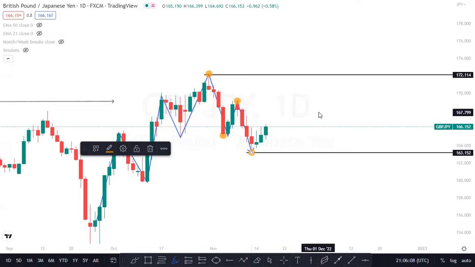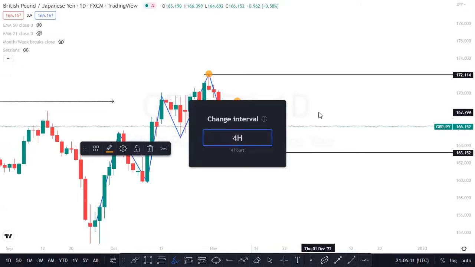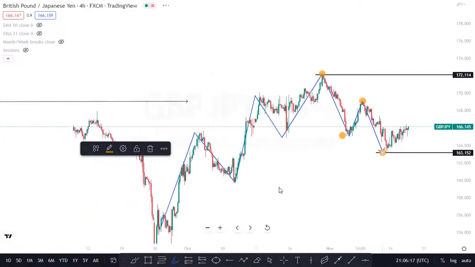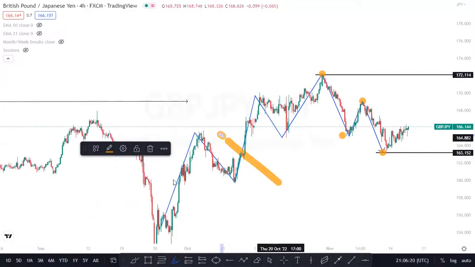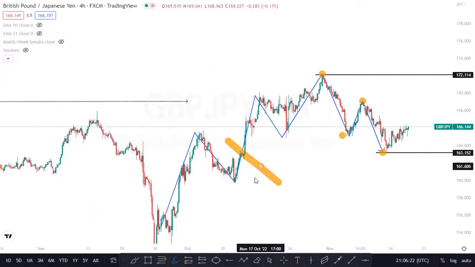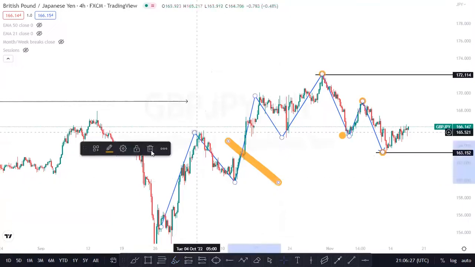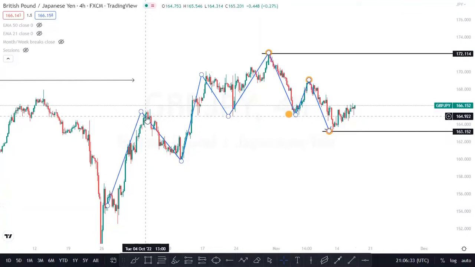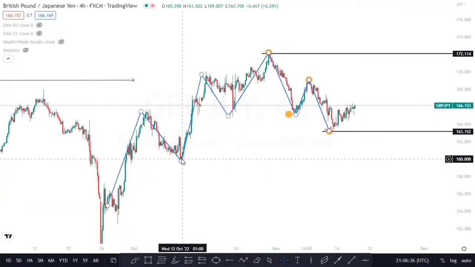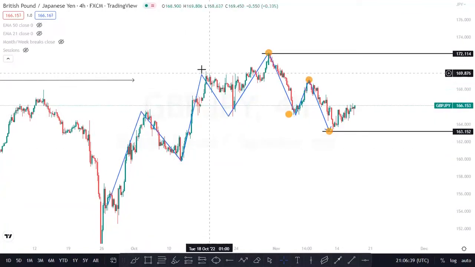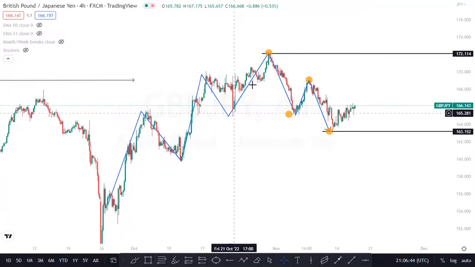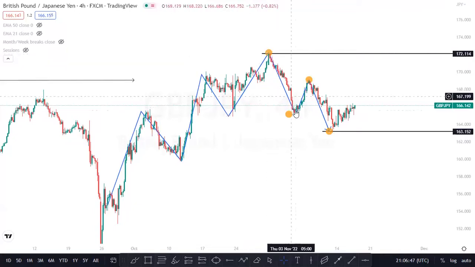So let's drop down to the 4-hour time frame. So in the 4-hour time frame, you have this structure where the market started from here, ended here, and then corrected itself and made another impulsive move to create a new high, corrected itself again, and then made another new high, and then corrected itself.